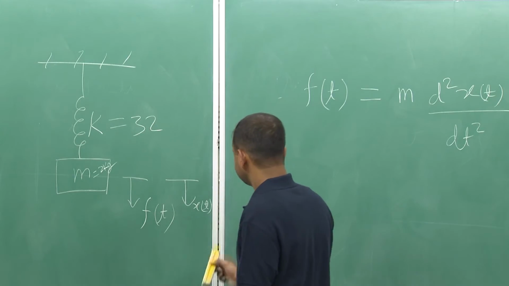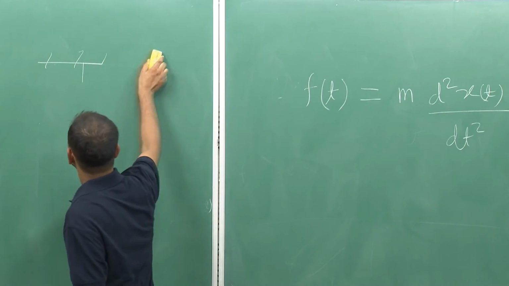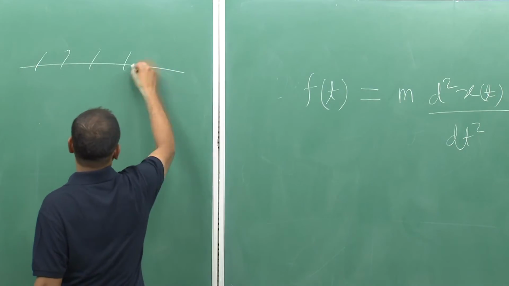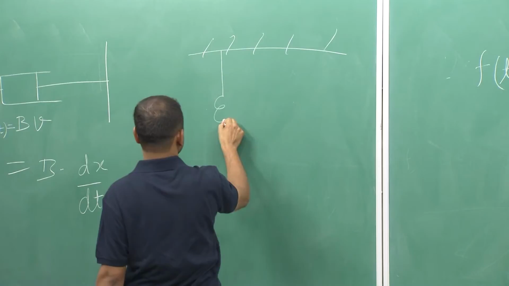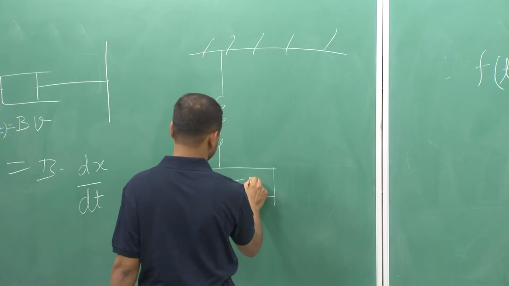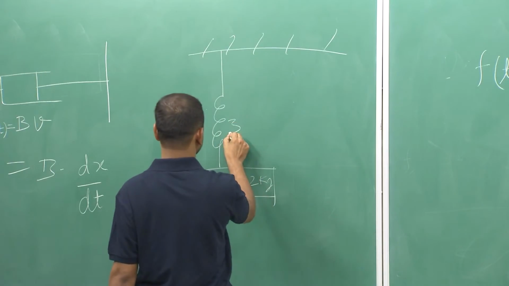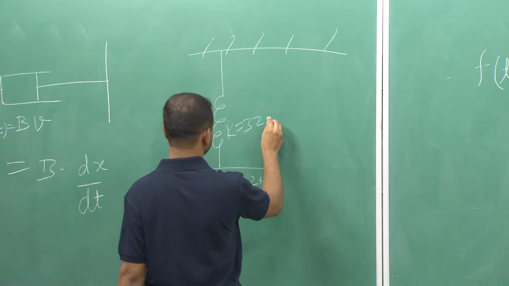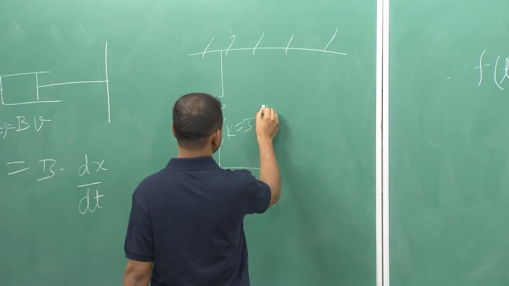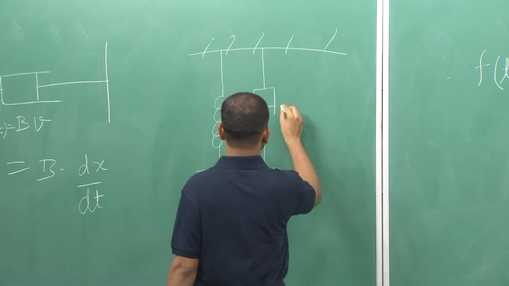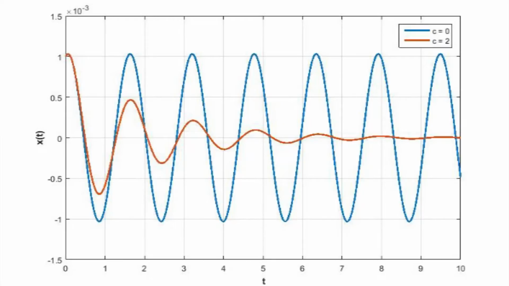Now, let us see if we attach a damper to the system, how it is going to change the dynamics of the system. Suppose this is the spring and one mass is attached to it, it is 2 kg, and the spring constant K is 32, and there is a damper whose value, suppose, is 2.